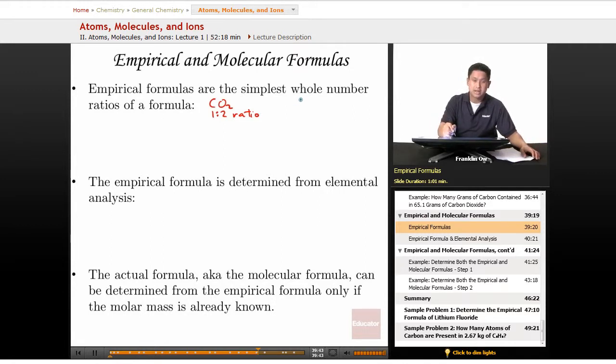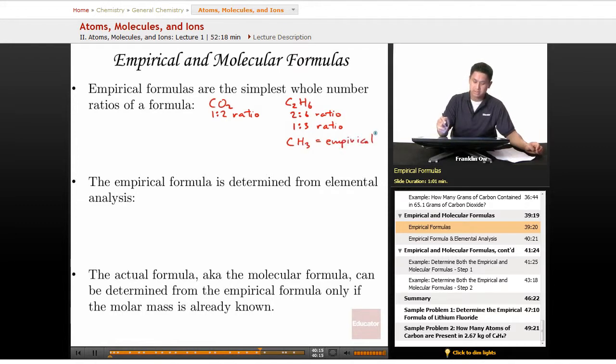However, let's look at one that's maybe C2H6. In this example, I have a ratio of 2 to 6 of carbon to hydrogen. But you notice that I can divide by a lowest common multiple, which is 2, and I'm going to get a 1 to 3 ratio instead. Therefore, 1 to 3 is actually my smallest ratio. And so that's going to be CH3, which is my empirical formula.